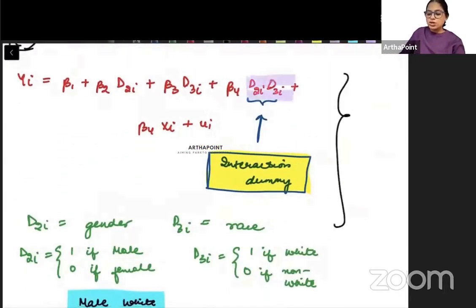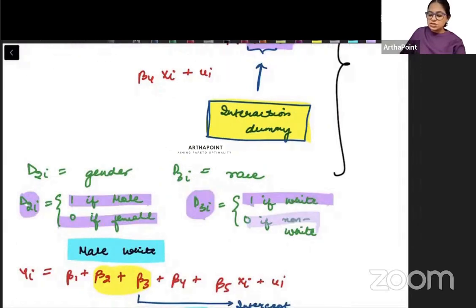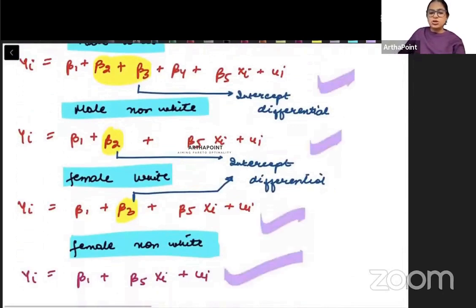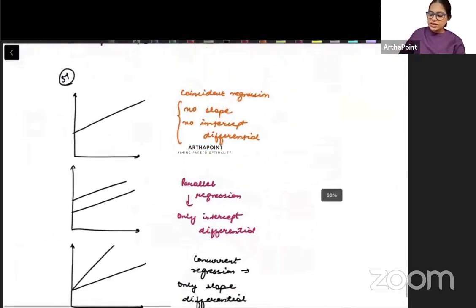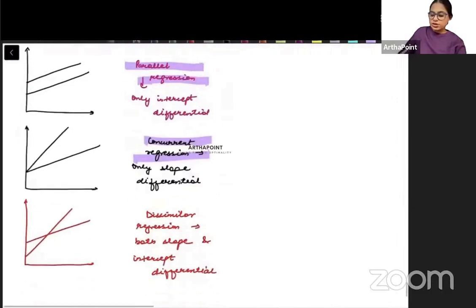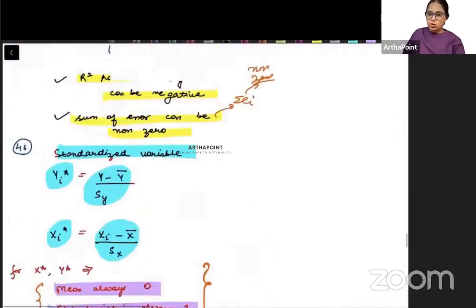यहाँ पे मैंने ये D2 D3 लिया है और इसके साथ ना I have taken D2 1 if male 0 if female, D3 1 if white 0 if non white, और मैंने यहाँ पे 4 regression equation accordingly formulate किए. I have given you 4 regression equation और इसी का ही interpretation I have given here. What happens when you have coincident regression, parallel regression, concurrent regression and dissimilar regression? Just try to read this also.